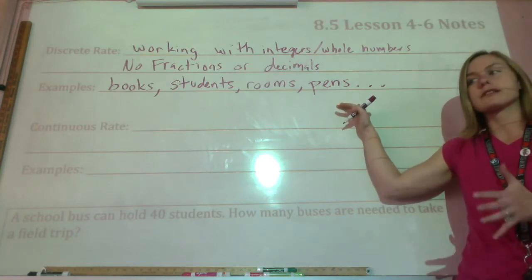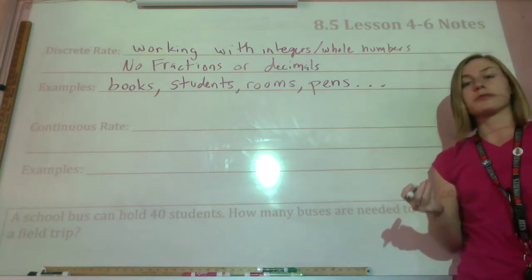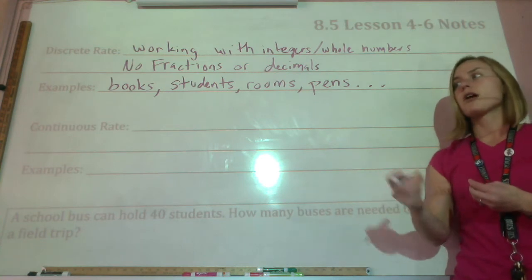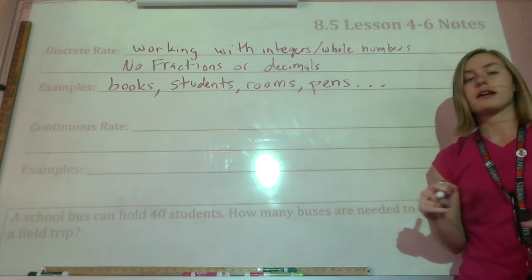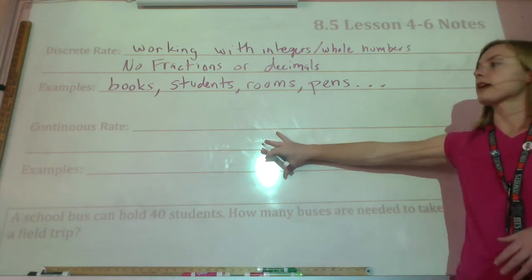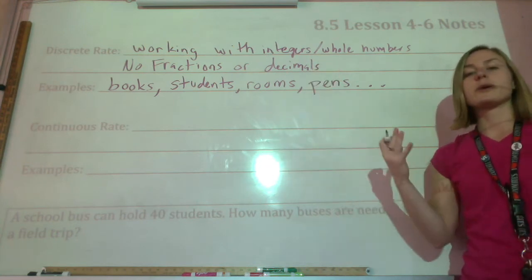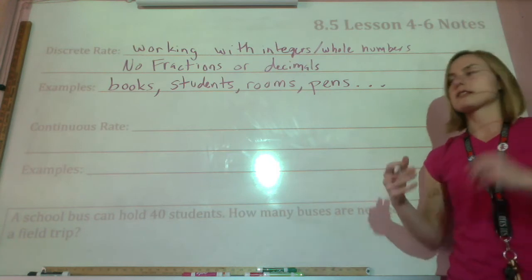If you can think of more things that during a word problem we wouldn't want to break down, like number of cars, number of headphones, you of course can add them there. So a continuous rate is just the other one. We can use our fractions and decimals.